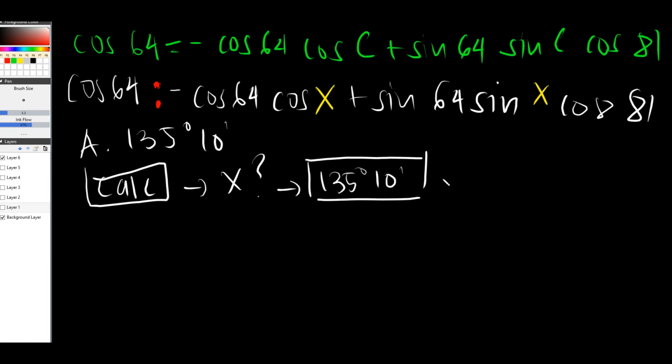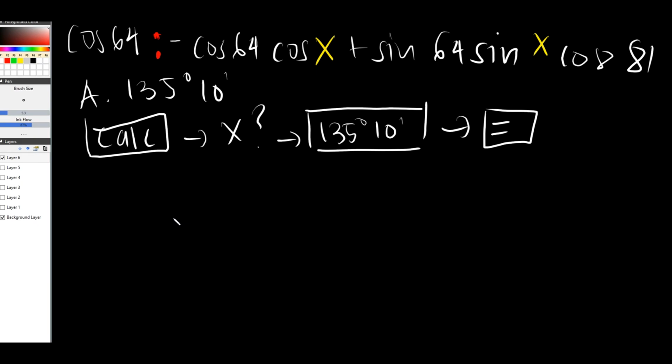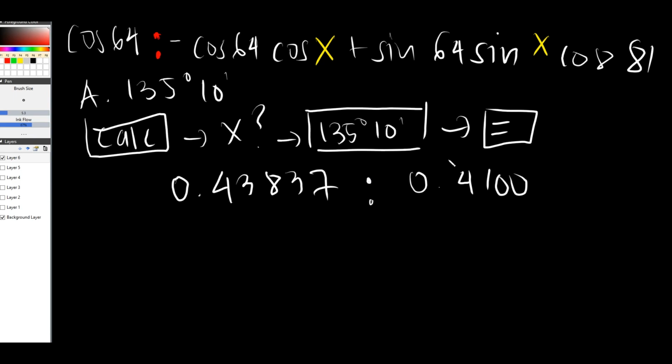Okay, so na-type na ninyo ni. Then, press equal. Ang first na magawas na value is 0.43837. Then, pag mag-click na po mo sa equal sign, ang magawas is 0.4100. Since kani sila is not equal, therefore, ang letter A, mali na siya, since wala sila nag-equal.